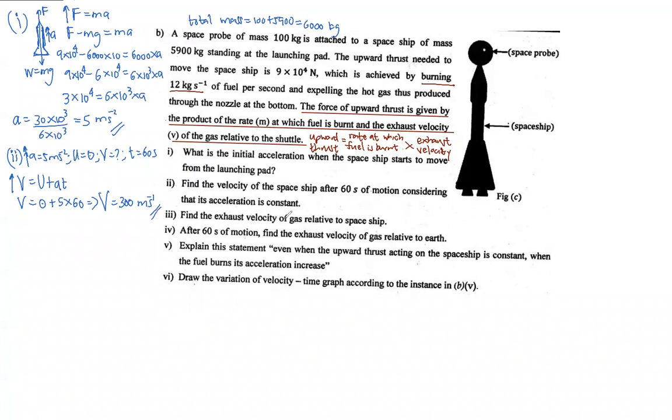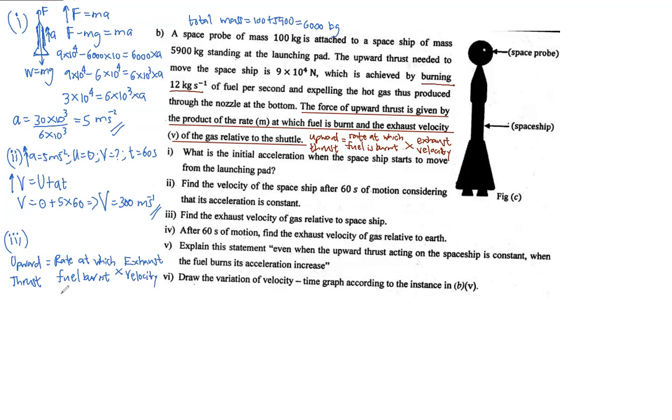Find the exhaust velocity of gas relative to spaceship. Good. How do you find that? For that only we have that equation, the equation I just wrote a little while ago, people. What is it? Upward thrust is equal to rate at which fuel is burnt multiplied by exhaust velocity, right?